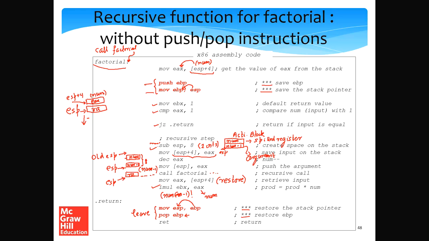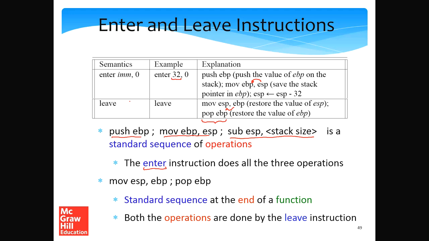And the enter instruction does the job of storing the base pointer, setting the base pointer equal to the stack pointer, and creating the activation block. So pretty much these 3 instructions are folded into one instruction called enter. It has 2 arguments. The second argument is slightly more complicated, but for all practical purposes we always set it to 0. The first argument is the size of the activation block, which in this example is 32.